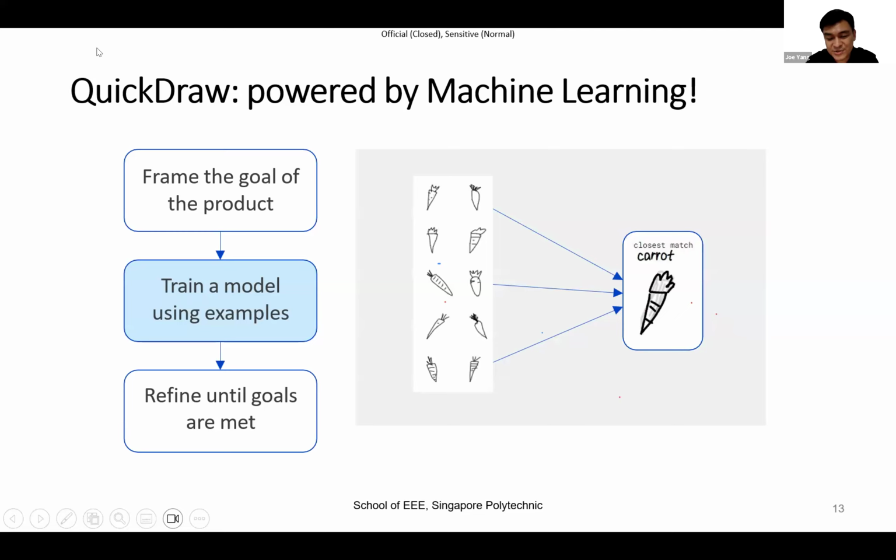Okay, I gave you the process about machine learning earlier. So earlier the Google platform was trained with multiple carrots. After that they classify the carrots and try to find the closest match whenever I draw.